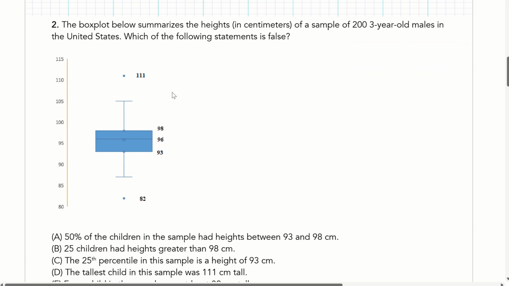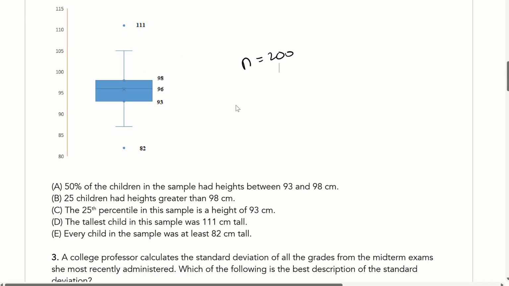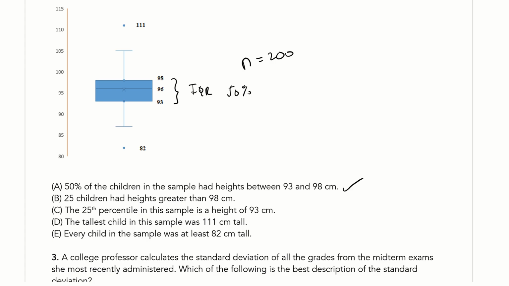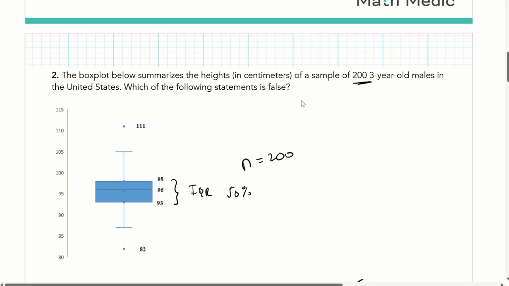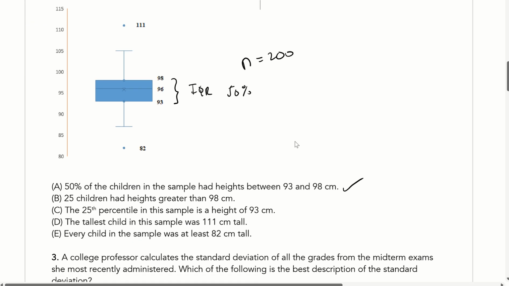All right, so number 2, the box plot below summarizes the heights of 200. There's 200, so I'm just going to put n equals 200 here, just so I remember. Which of the following statements is true? 50% of children in the sample had heights between 93 and 98. Okay, so this is the IQR. Remember, the IQR represents 50% of the data. So that is actually true. We want to look for the statement that is false. So we would not choose that because it's true.